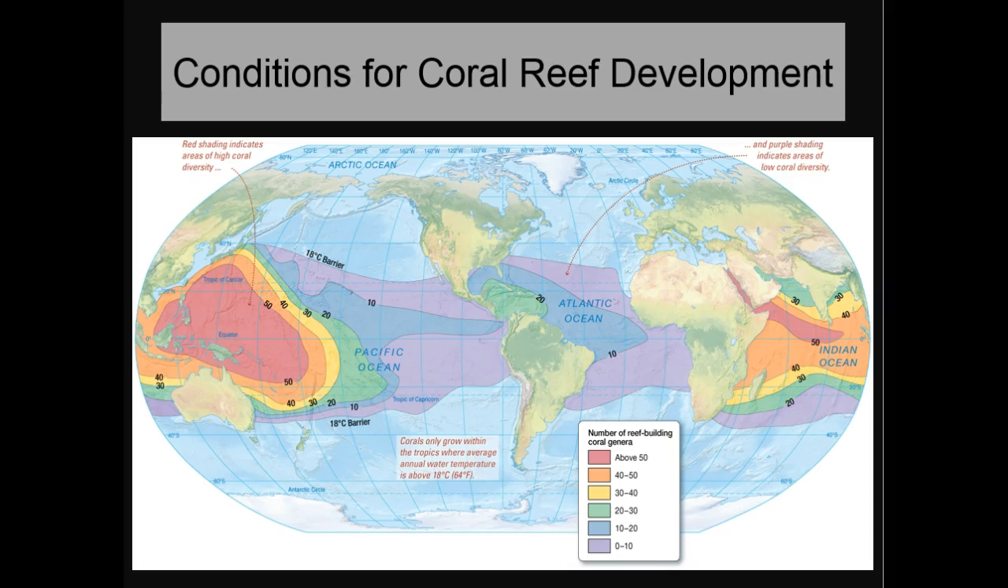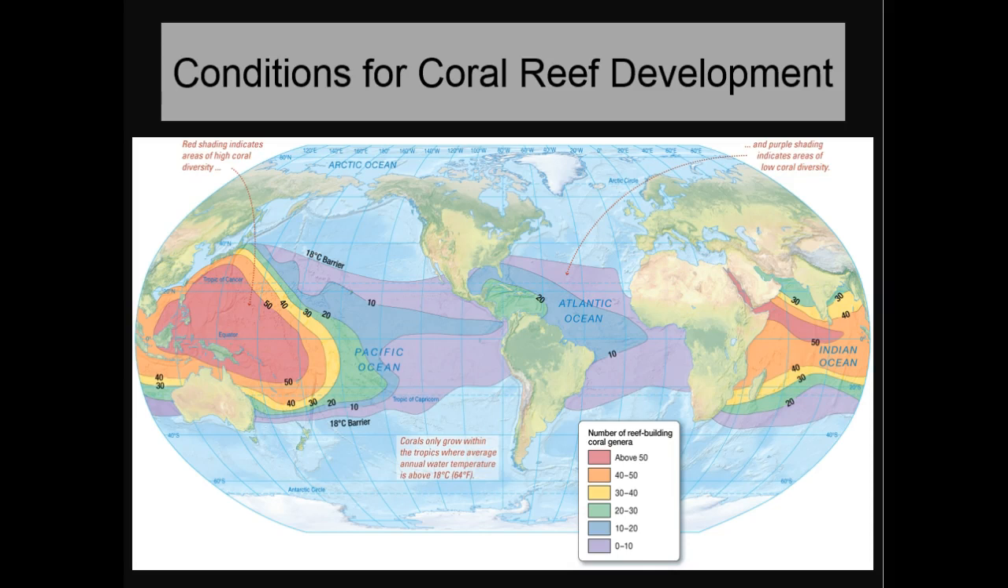Or it could be too turbid. Maybe you have a lot of upwelling, so there's too much nutrients in the water, and photosynthesis can't occur. So if you're really looking for some good coral, the best place to go would be off the coast of Australia, where you'd find the Great Barrier Reef.